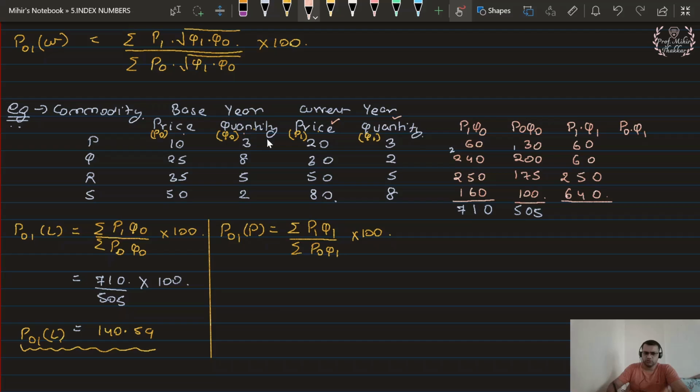P0 and Q1. So it means P0 is this, Q1 is this. So the first and the last column of the price and the quantity. 10 into 3, 30. 25 multiplied by 2, 50. 35 multiplied by 5. So again I get over here 175. And 50 into 8. 8 into 5 is 40. So I will get this as 400.